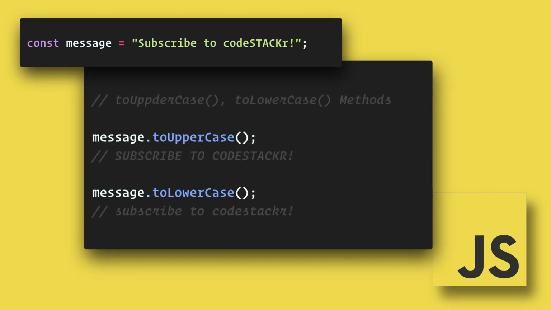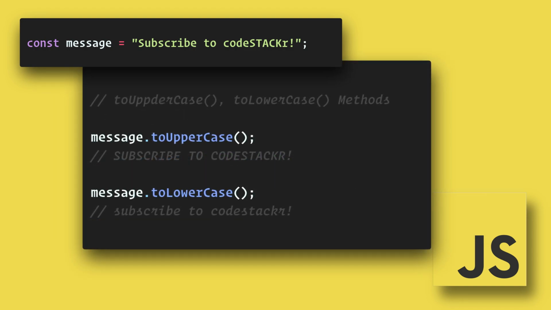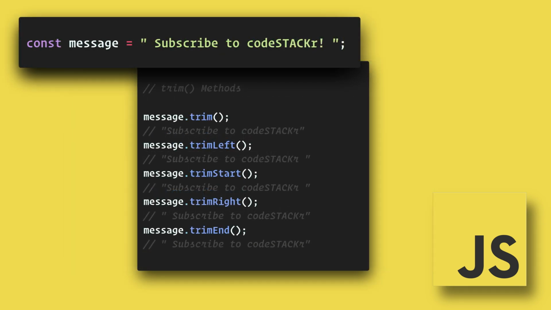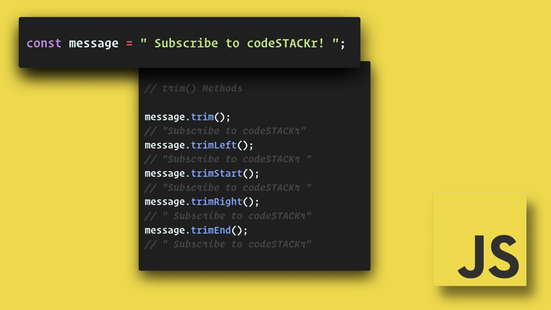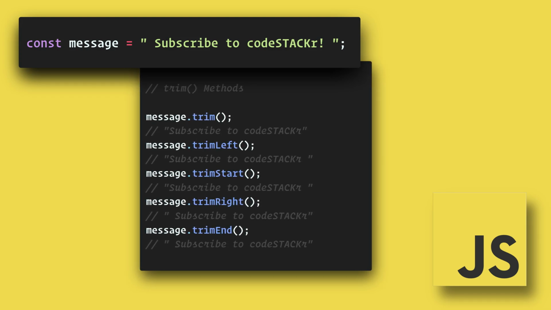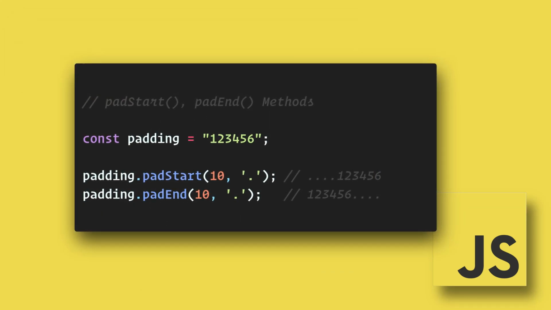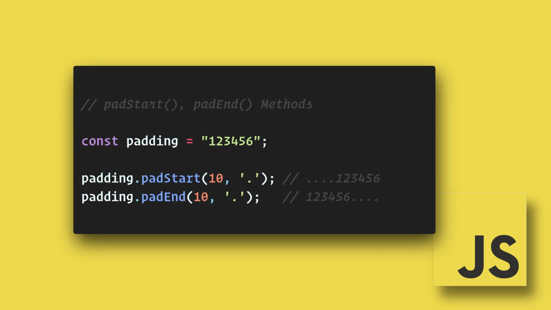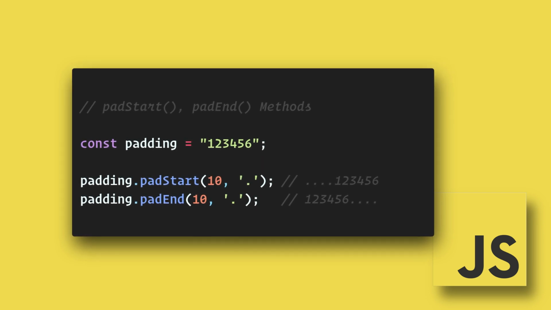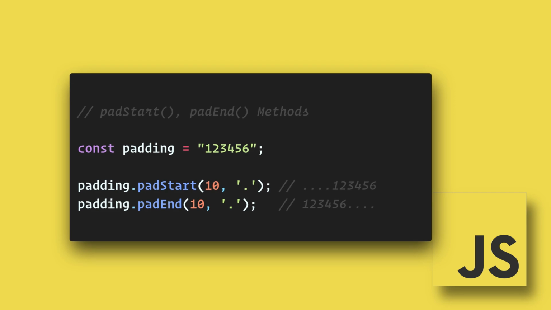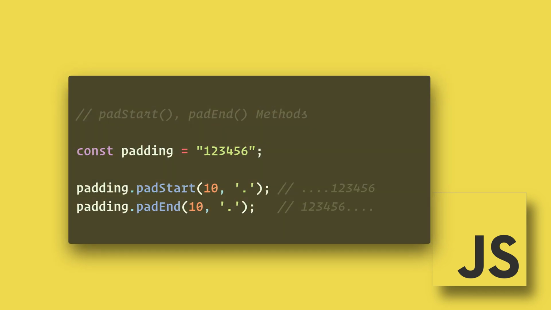The toUpperCase and toLowerCase methods convert all characters in the string to either uppercase or lowercase. There are several trim methods. These will remove whitespace characters from the beginning, end, or both ends of the string. And lastly, we have the padStart and padEnd methods. The first parameter is the desired length of the resulting string. The second parameter is the character that will be used to fill the empty spaces at either the beginning or the end of the string.